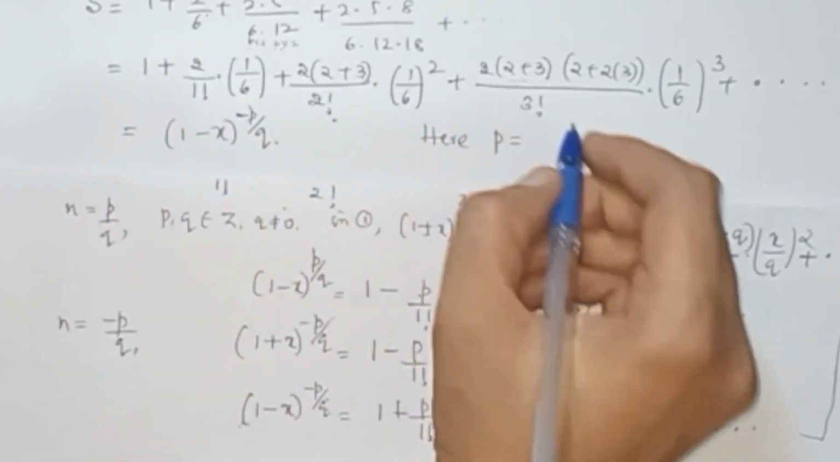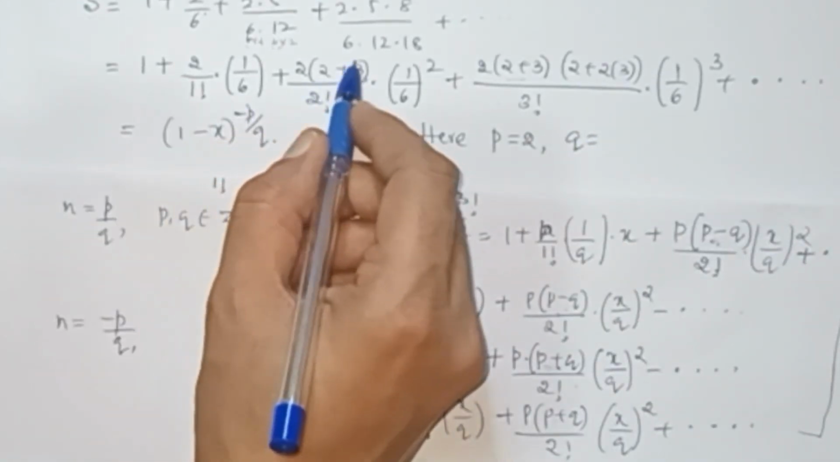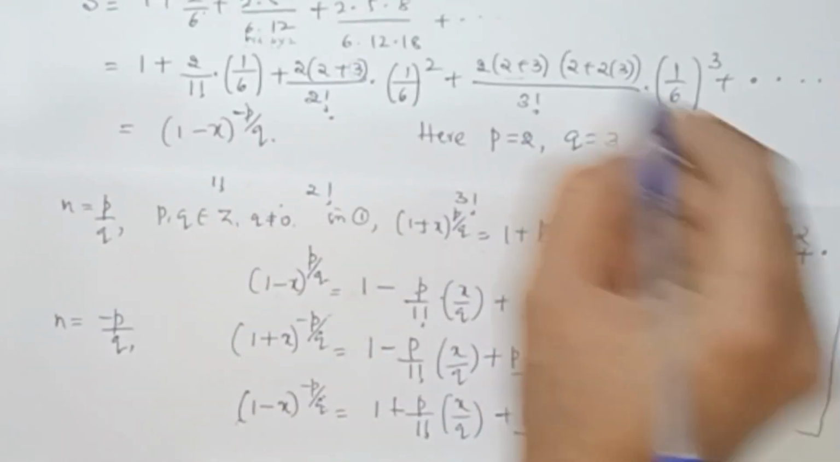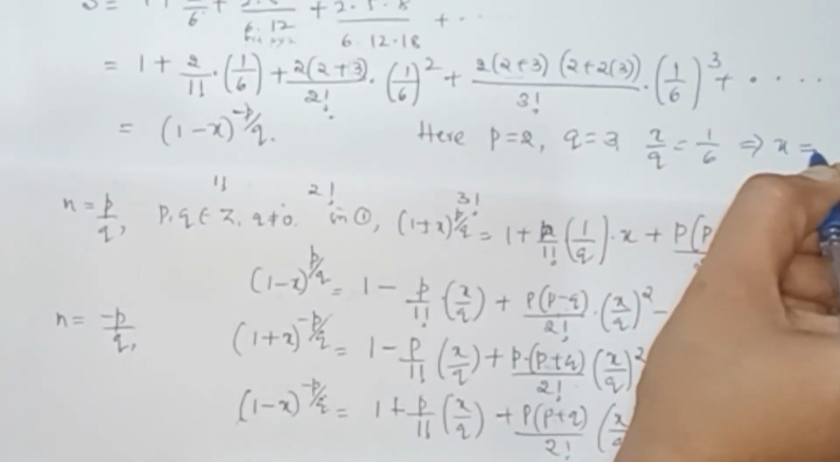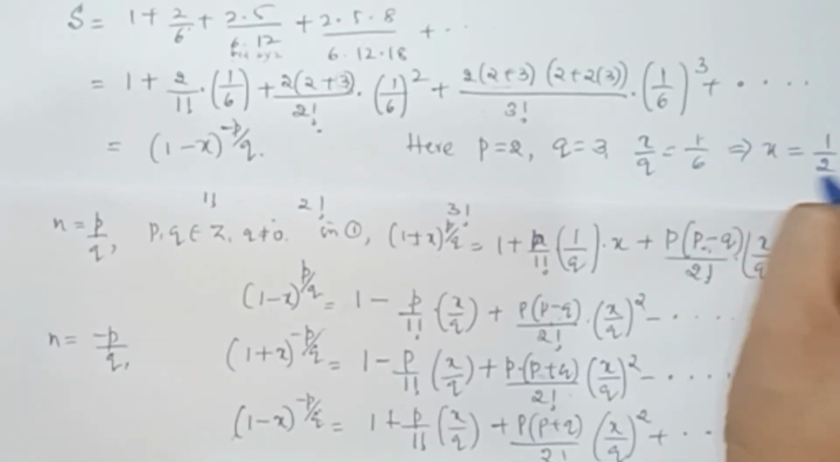P value is nothing but compare it with this. P equal to 2, then Q equal to, Q is the common difference, that is 3, then x by q equal to, here what value you have, 1 by 6. This implies x equal to q by 6, q is 3, 3 by 6 is nothing but 1 by 2.